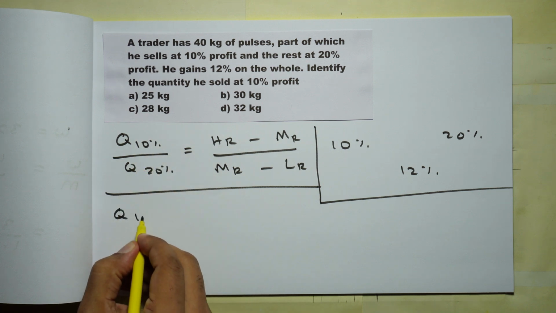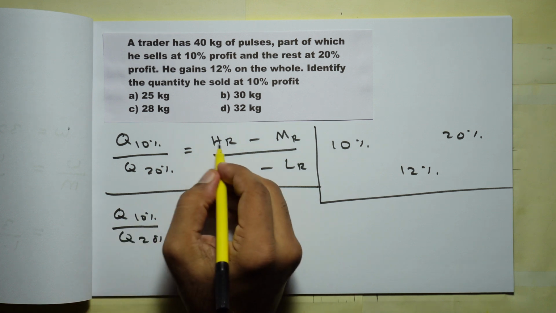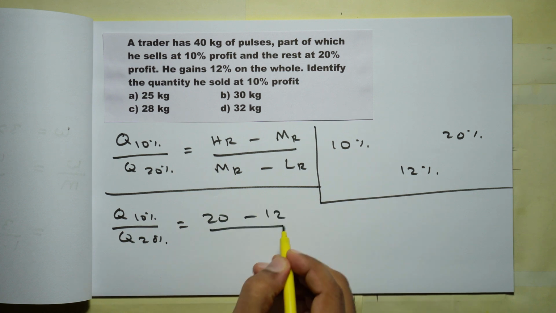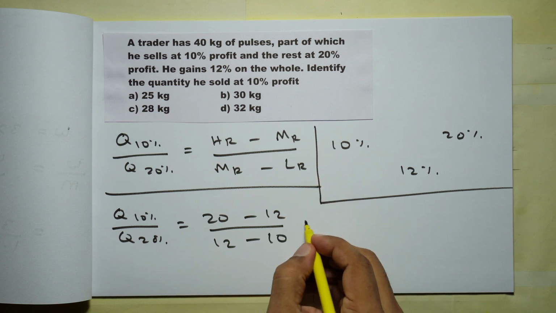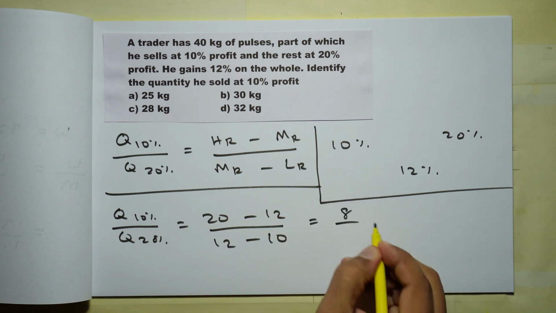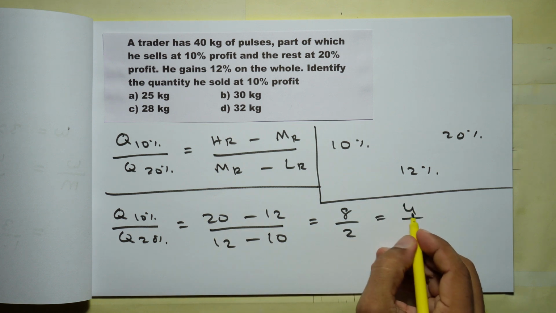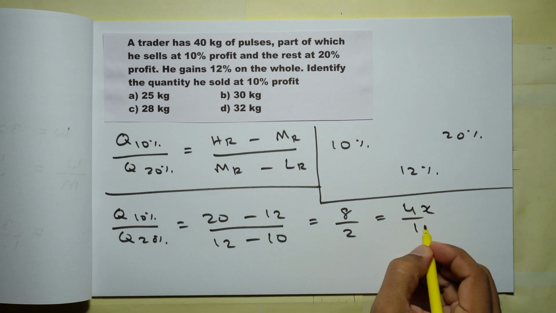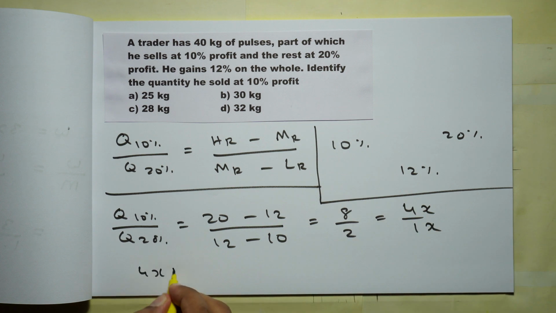So quantity he invested at 10% to quantity he invested at 20%. This ratio is given as higher returns, that is 20, minus mean returns 12, divided by mean returns 12 minus lower returns 10. So 20 minus 12 is 8, 12 minus 10 is 2. So they have been mixed in the ratio 4:1. So you can take their actual values as 4x and 1x. So total quantity will be 4x plus 1x. So that will be 5x.